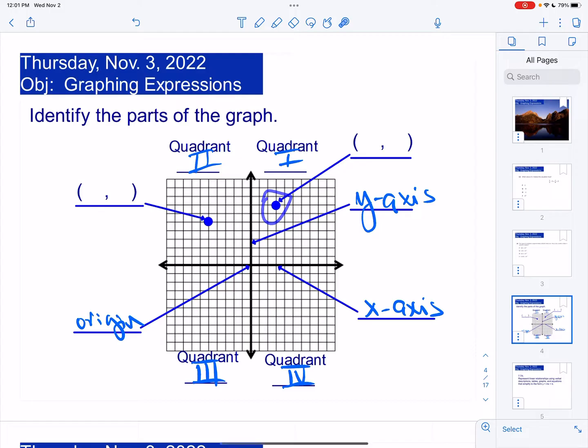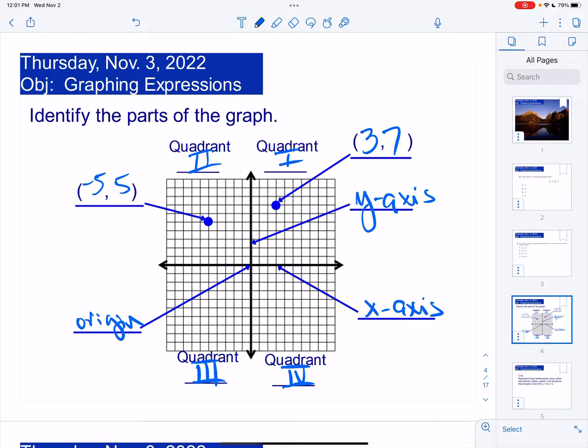Now, each of these points can be identified by a coordinate. This coordinate right here is over 3, up 7, and so we would write that as positive 3, positive 7. Now this second coordinate, we go over 5 and up 5. Since I'm going to the left, that becomes a negative 5, and the up 5 is a positive 5.